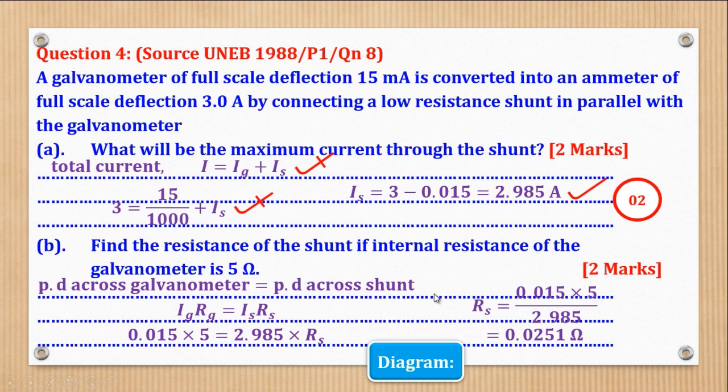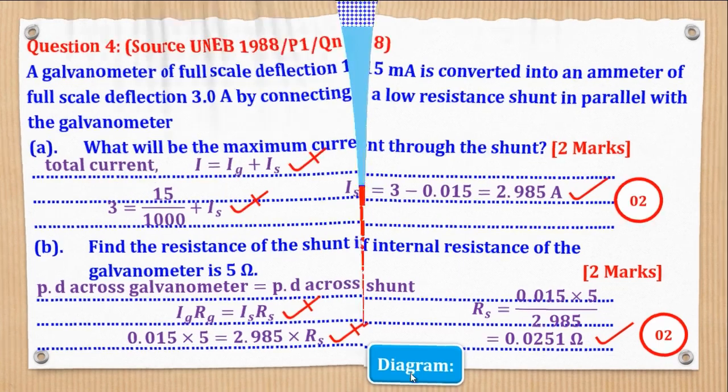Now let's see how marks can be awarded. So half a mark for equating the PDs, half a mark for substitution, and a full mark for getting the resistance which was required. So basically that's how you could get the 2 marks.